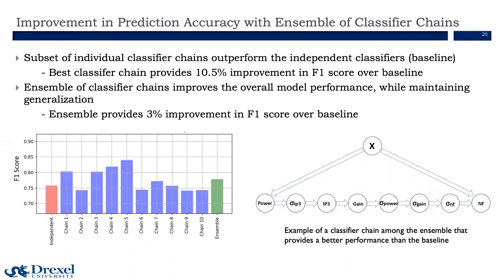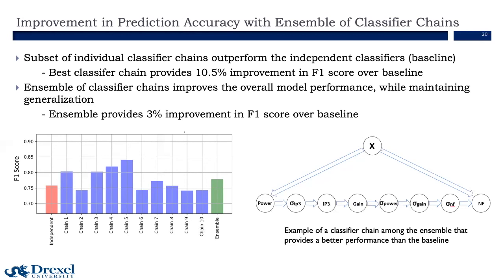The bottom right diagram shows an example of a classifier chain among the ensemble that provides better performance than the baseline. We can see that the noise figure classifier is placed at the end of the chain. We can expect that the noise figure predictor is the least accurate, and the data set provides the least information, so the chain doesn't want it to misguide the rest of the prediction, so it places it at the final stage of the chain. Power, on the other hand, is the most accurate predictor, and it's placed at the front of the chain.